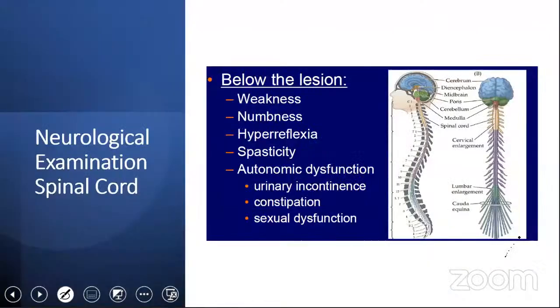So, neurological examination of the spinal cord: below the lesion, if there is a lesion, there is weakness, numbness, spasticity, hyperreflexia, and you may encounter autonomic dysfunction in the form of urinary incontinence, constipation, and sexual dysfunction. And as I said, the lumbar enlargement, and after that L1, is the conus medullaris giving rise to cauda equina fibers here. Right? This is a cervical enlargement.